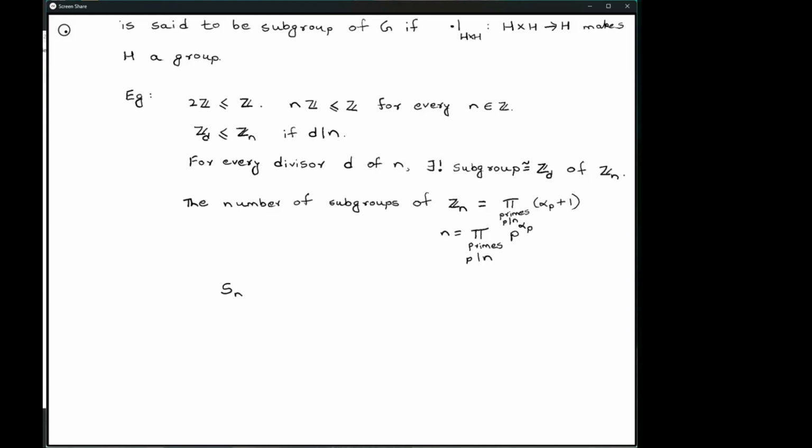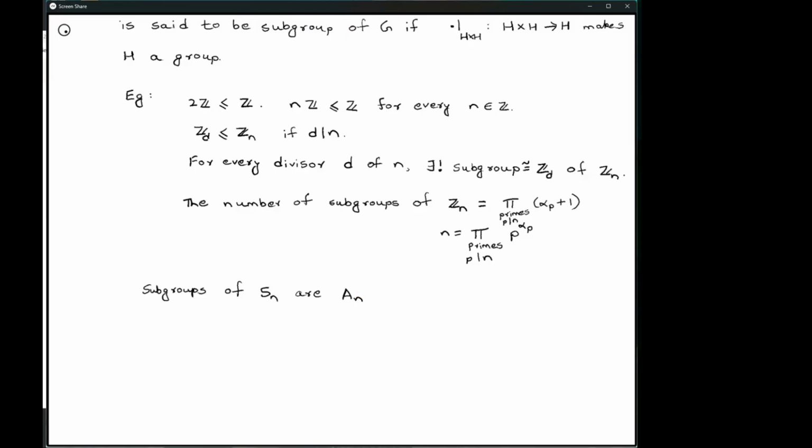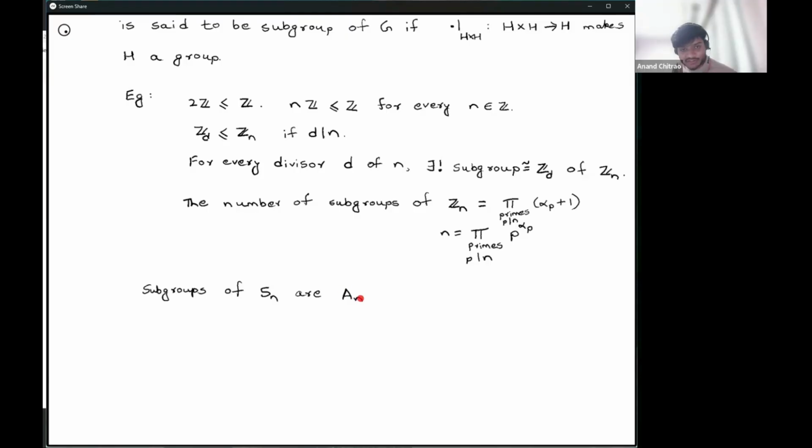An. Yes, subgroups of Sn. There's a huge list, but one of them is An. So what is An? Set of all even permutations. Yes. So An is a set of all even permutations.